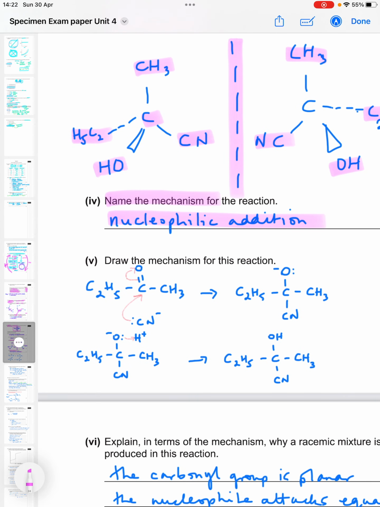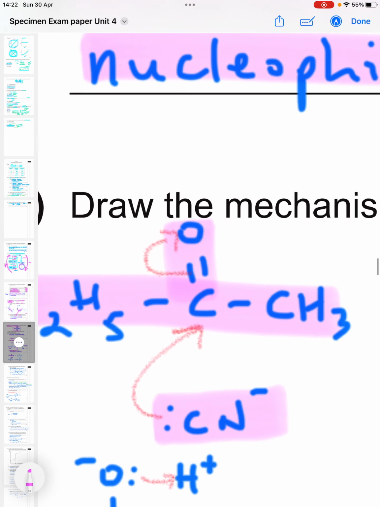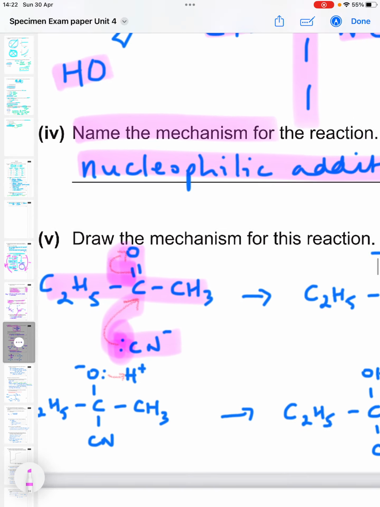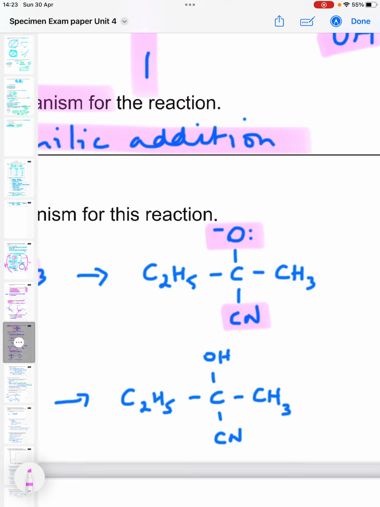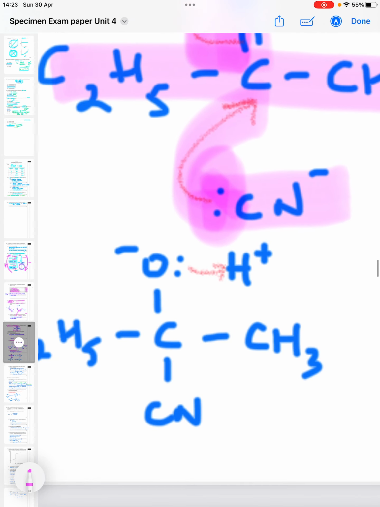The name for the mechanism then is nucleophilic addition. And then drawing the mechanism for the reaction. So we've got the ketone here with the CN minus, the nitrile, attacking, and you can see I've drawn in that the electrons from the lone pair here are moving to the carbon, and then from this double bond, one of them is moving to the oxygen, and that leaves us with this species here with an O with a lone pair of electrons and a negative charge, and then the nitrile group attached.